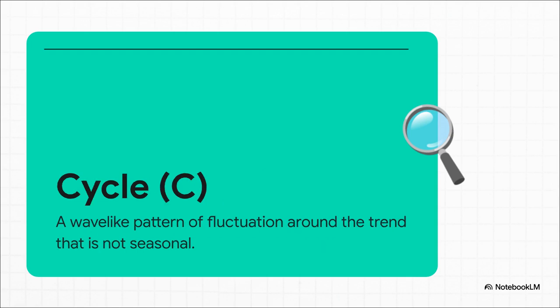Then you've got the cycle. Now this one sounds a lot like seasonality, but here's the key difference. It happens over a much longer timeline. We're talking several years. These are those big, wavy patterns that are often tied to things outside your business, like the larger economy going through a boom or a recession. They're definitely not as predictable as your annual seasons.